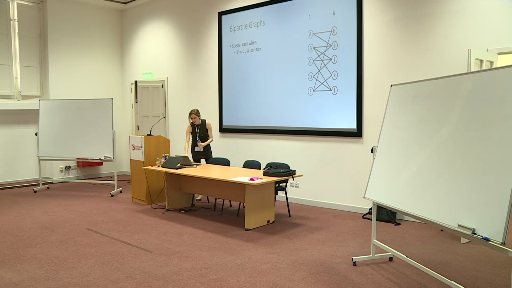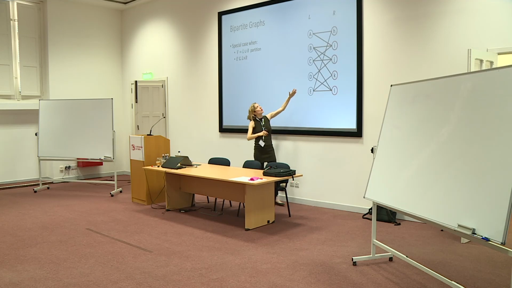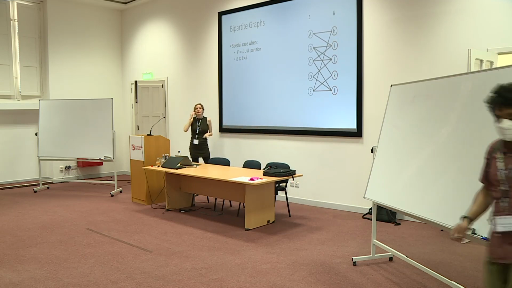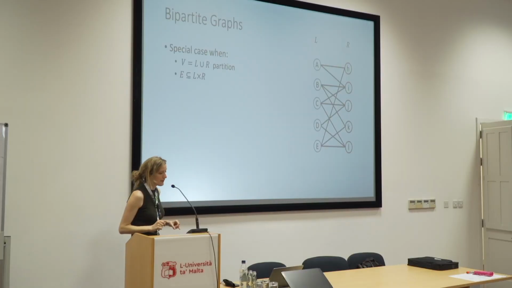Well, in particular, I don't have any edges to and from L, and I don't have any edges to and from R. All of my edges go between the two sides, one end in L and one end in R. So any graph that happens to have this property is a bipartite graph.